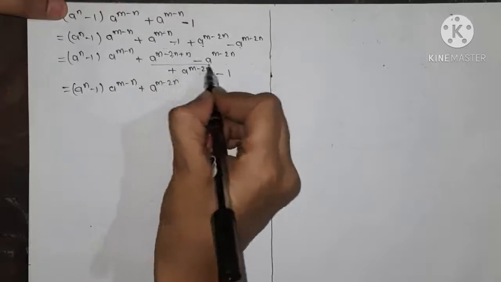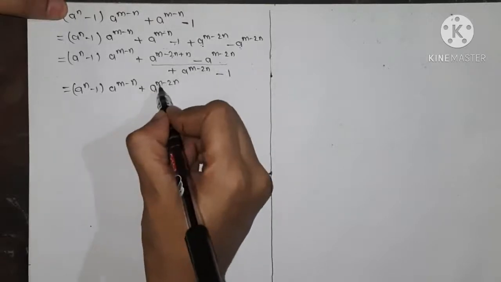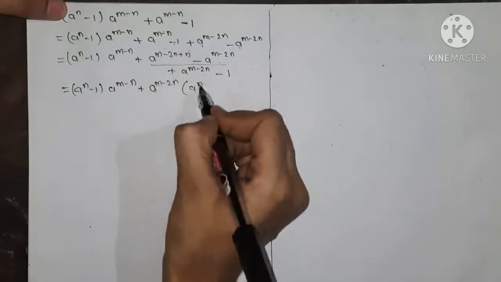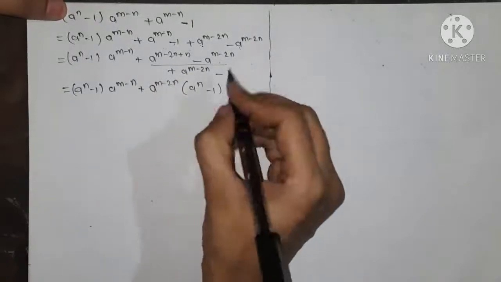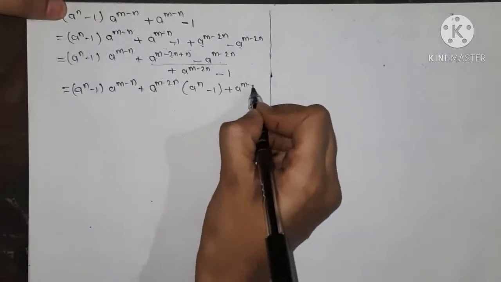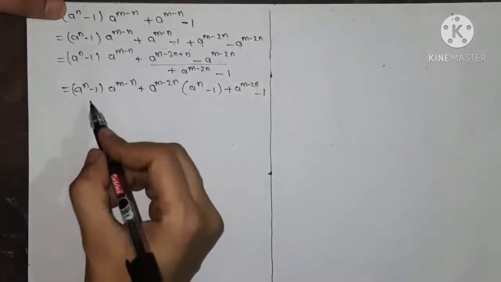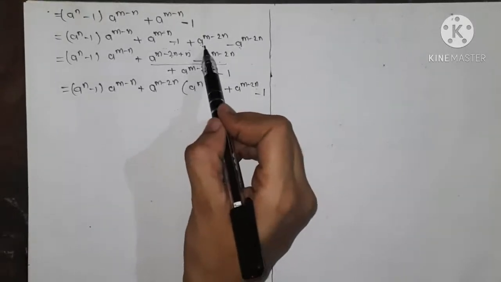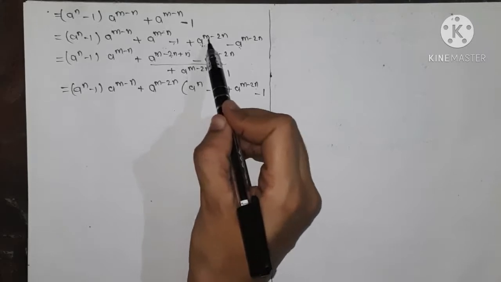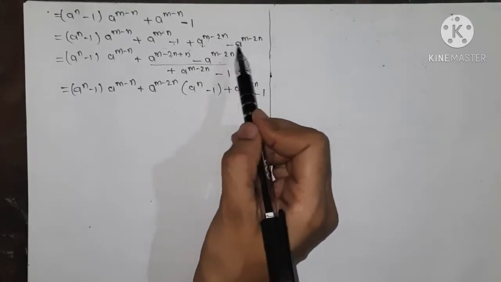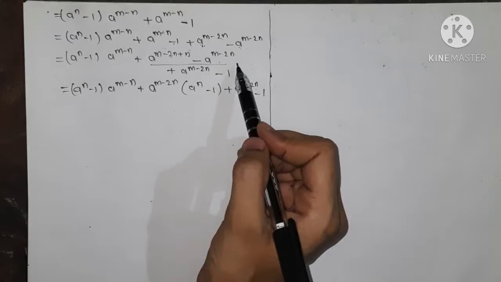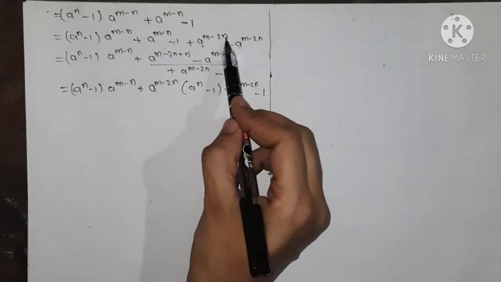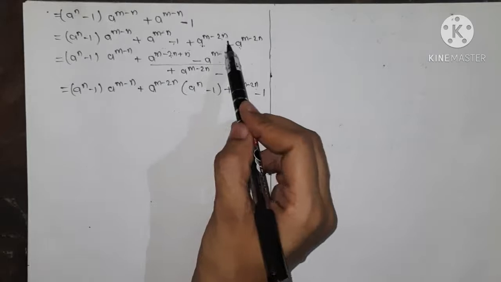Now from these two terms we are taking common a to the power m minus 2n, and in the bracket we remain with a to the power n minus 1, plus a to the power m minus 2n minus 1. Now we see here that I am adding the terms a to the power m minus 2n and subtracting the same term. So we continue this process until we have in the multiple of n the term q. That is, q into n should be here.